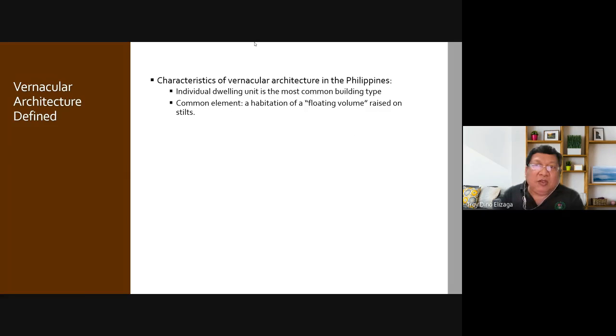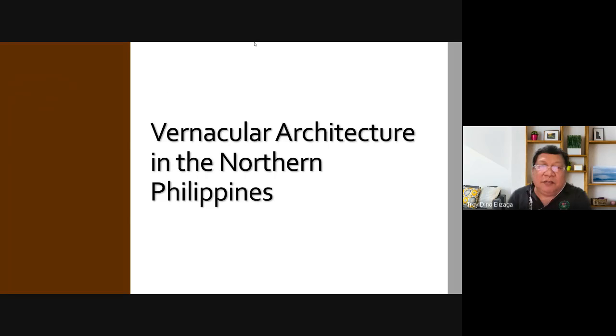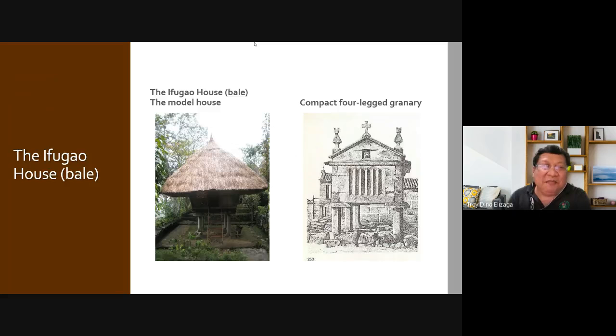So the individual dwelling unit is the most common building type, because very seldom do they engage in a commercial building, because that's more high tech for the common worker. And then most of the houses are like a floating volume raised on stilts, which is what we call the bahay kubo. So it's the easiest type of house. Anyone who has learned a little skill in carpentry can make a bahay kubo. I don't know about you. Do you have skills in carpentry?